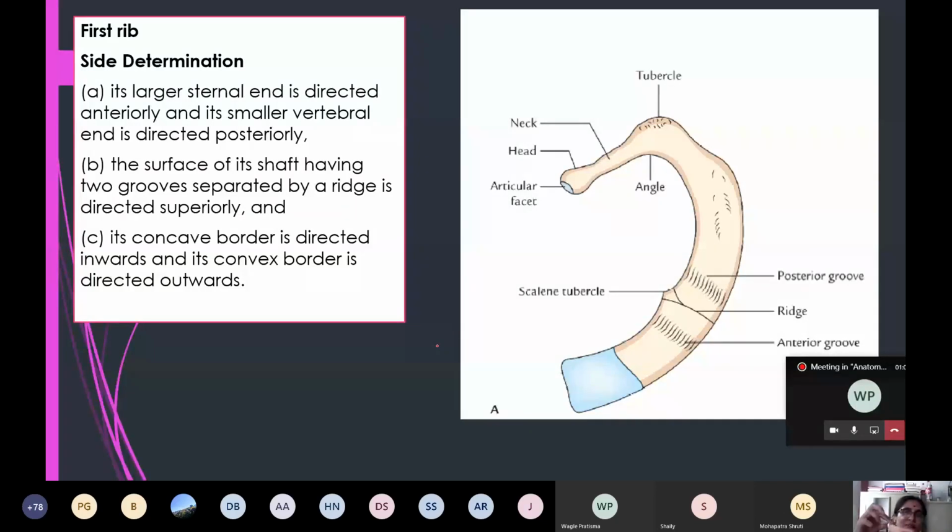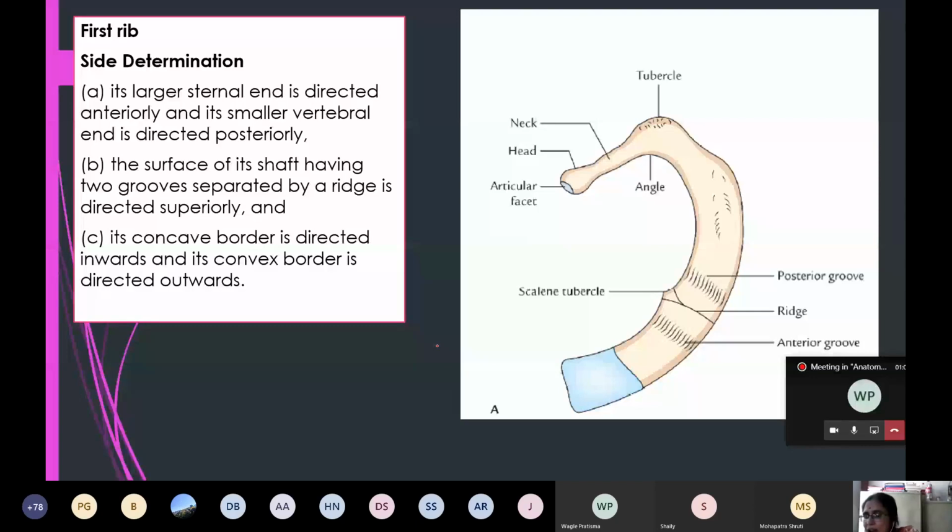Anterior groove and posterior groove, with the faint ridge and tubercle, should lie superiorly. The smooth surface should lie inferiorly. The concave border should face medially or inward. The convex border should face laterally or outward. This is of which side of the first rib? This is of the right side.